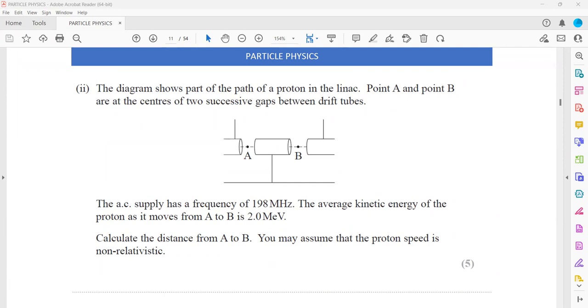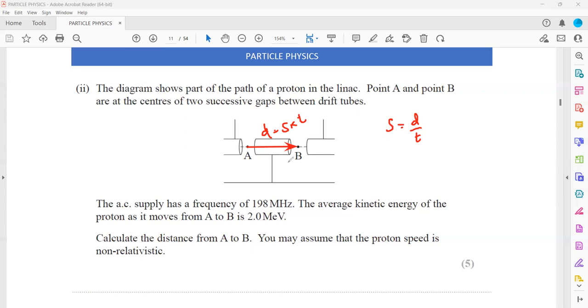So look, the frequency is given, and we need the speed to get the distance between A and B. Basically, we consider it's a length of one, or a bit more than one. We have the formula: speed equals distance over time. So the distance between A and B is speed multiplied by time.